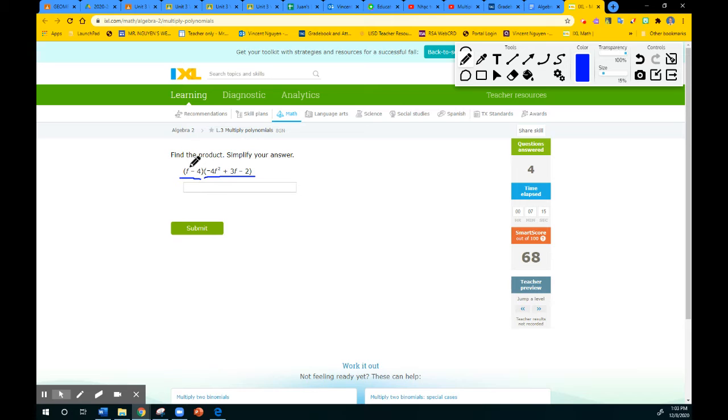So I will be using the distributive again, but this time I just have one extra one to do, right? So I'm going to do it for all 3 of them right here. I'm going to write down my answer for the first one. So negative 4 f squared times f is f cubed. And then f times 3f would be plus 3f squared. Okay. And then f times negative 2 would be negative 2f. So that's what I get for the first one.